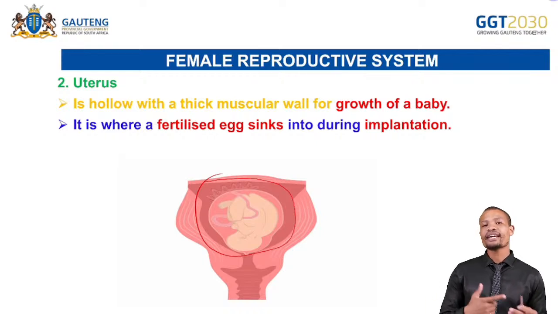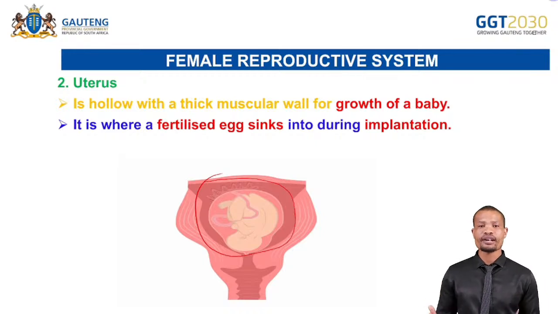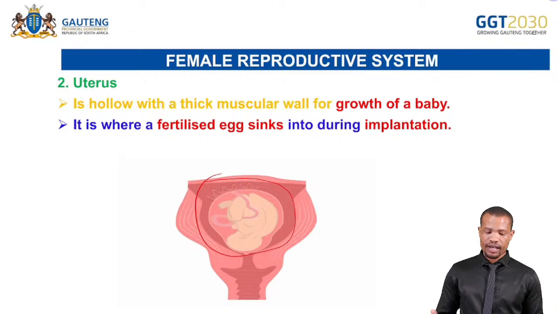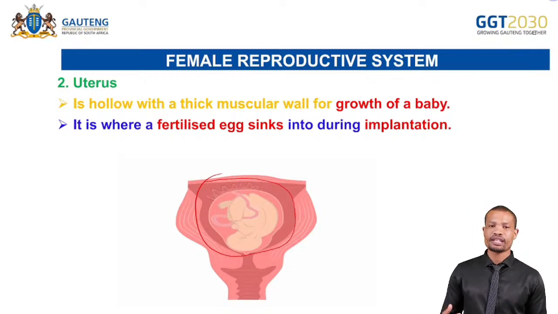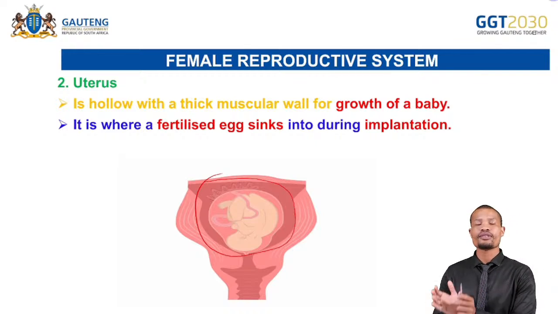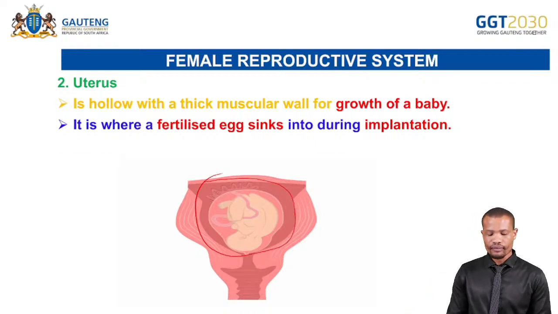After an egg has been fertilized, it sinks into the walls of the uterus where it can begin to grow. Implantation is the process where the egg sinks into the walls of the uterus for growth.